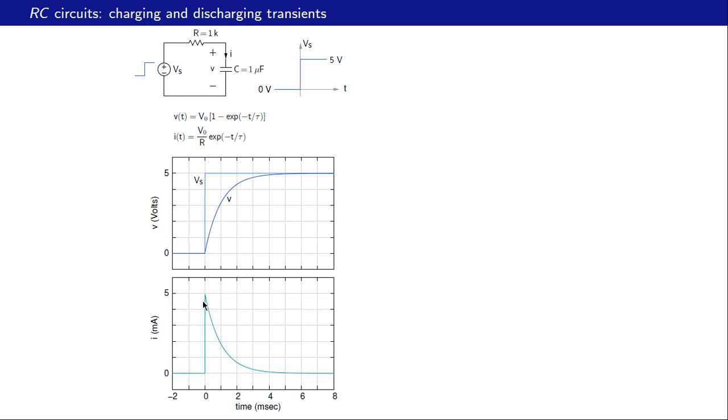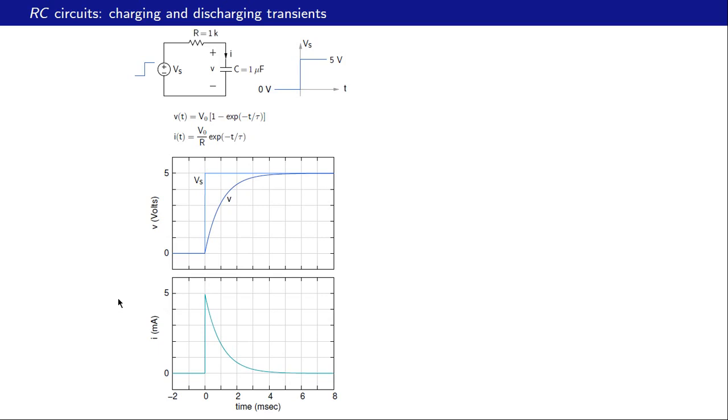Since the current is large in the beginning, we have a larger slope dV/dt here. Now the current goes on decreasing, so the slope also goes on decreasing, and eventually of course the current becomes 0 and the slope becomes 0. That means V becomes constant.